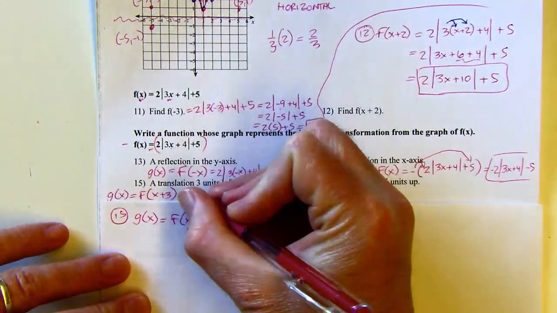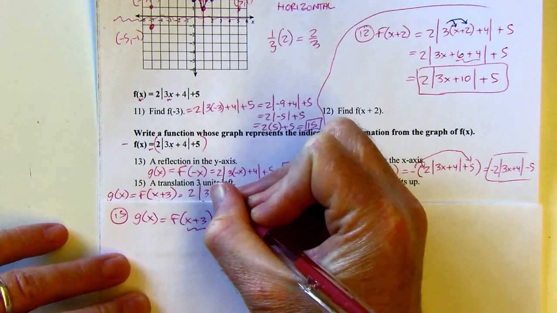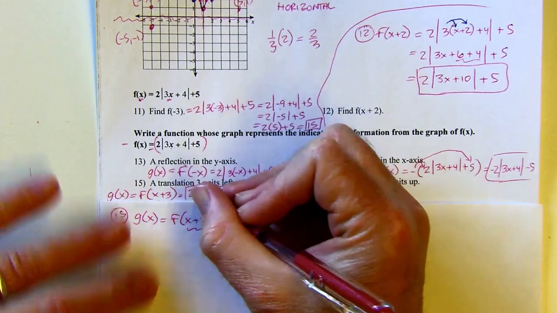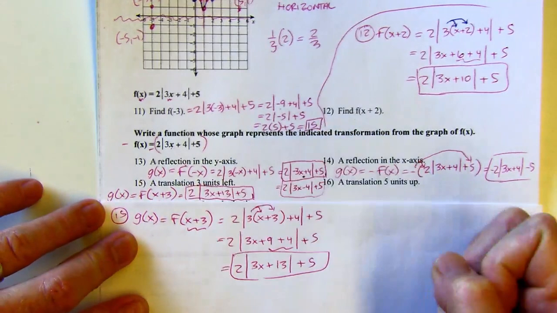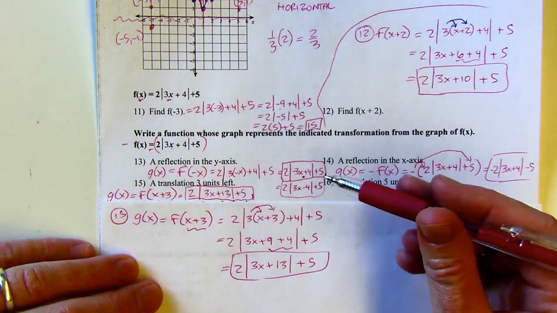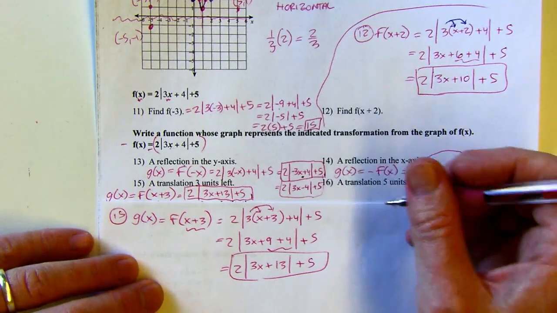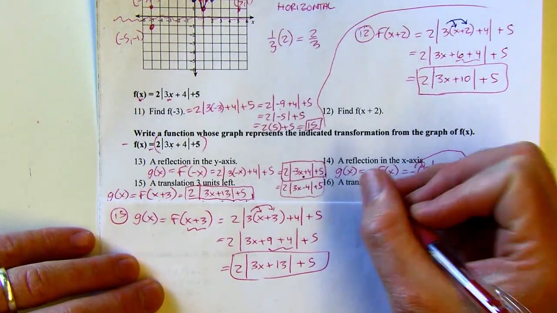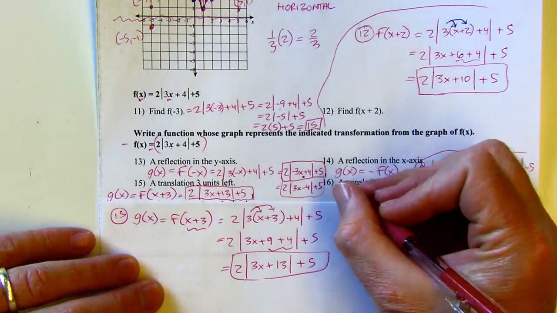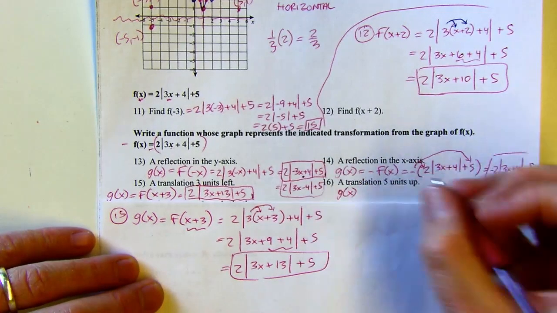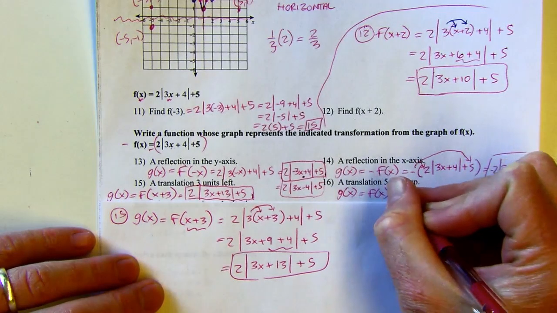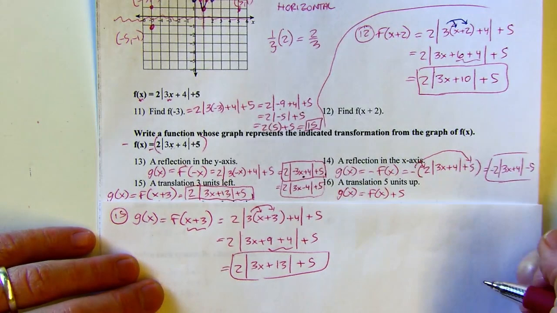Okay. And again, you can't distribute that 2 inside the absolute value. You just got to leave it like that. When you're going up or down, you can think about the y-coordinate on the vertices of those graphs. That's going to come from the number that's added or subtracted outside the absolute value. So if I want to go up 5, I'm going to take f of x and add 5 to it like that.